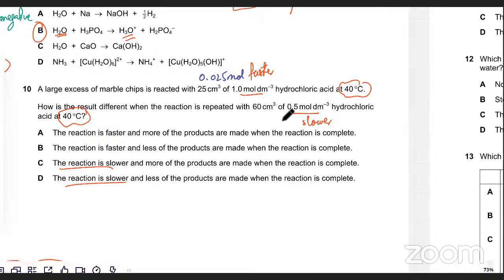What about the second one? How many moles do you have over here? 0.03. So the second reaction, although it's slower, that's a given, is going to produce more products because you have more moles of it. So more of the products are made when the reaction is complete. So it's going to be C. It's going to be a slower reaction, but it's going to give you more products. Okay, is this clear?